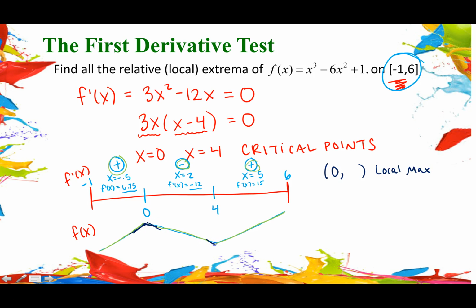And then we have our point 4, comma something, and I don't know what that something is yet, and that's going to be a local min. It could be an absolute, but we're just not sure yet. We haven't done that yet.